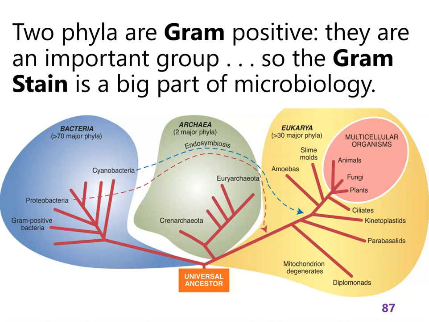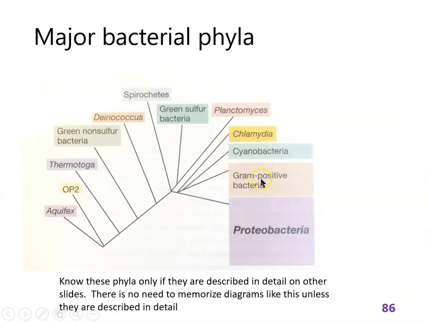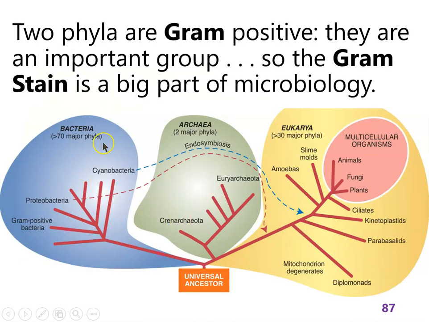But the point is that pathogens, so bacteria that can cause disease, about half of them are gram-positive. And so even though gram-positive bacteria make up a small amount of the total different types of bacteria, they are important to us. And that means that the gram stain ends up being an important part of microbiology. So you're going to do a Labster simulation on the gram stain, and I'll show you how it works in the coming slides.